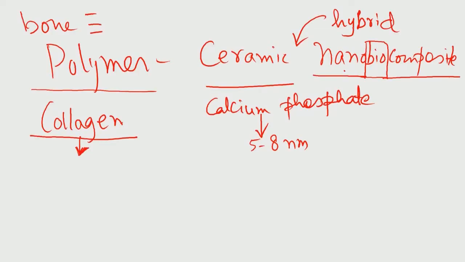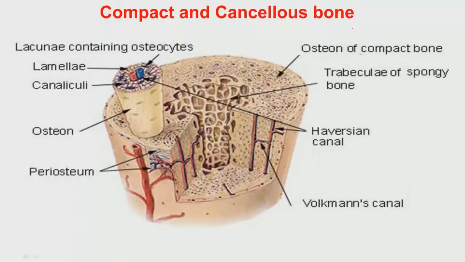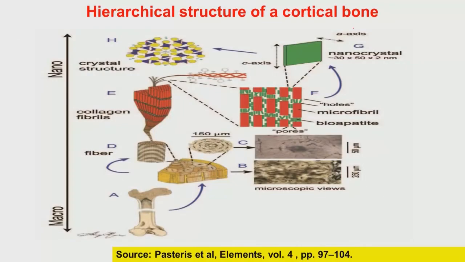Okay. So, this is the hierarchical structure description of a cortical bone. You have two types of structure in the bone. One is cortical bone, which is a mechanically stiffer and stronger structure, and you have cancellous bone, which is essentially a very spongy type of structure. So, this is the example of a long bone structure. You can see that it has a very irregular shape.